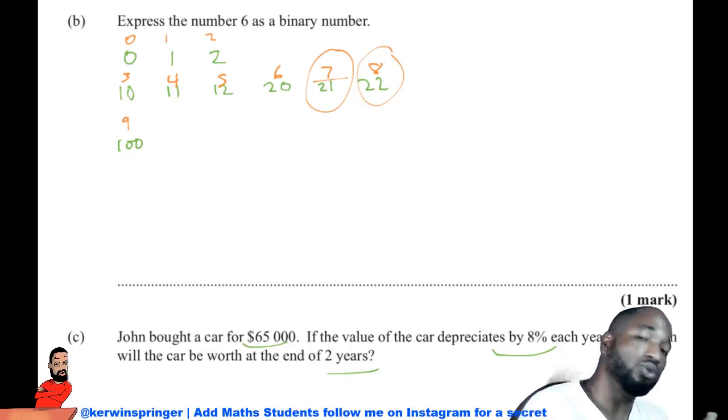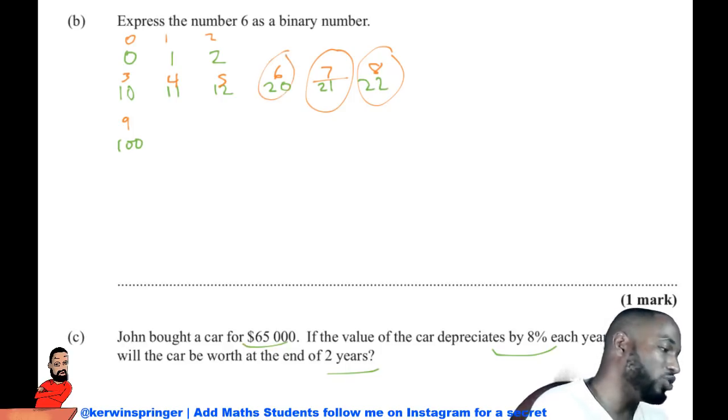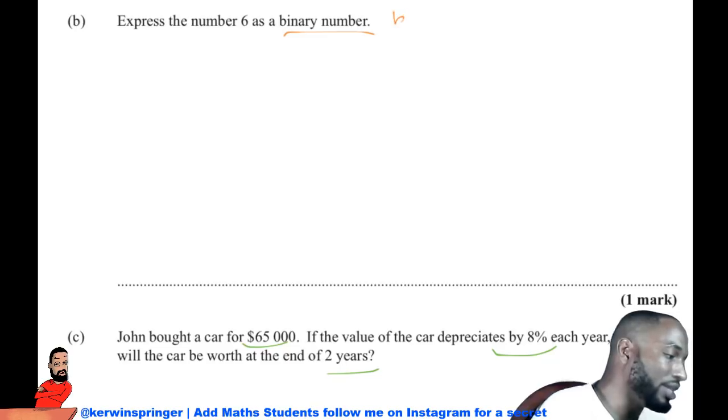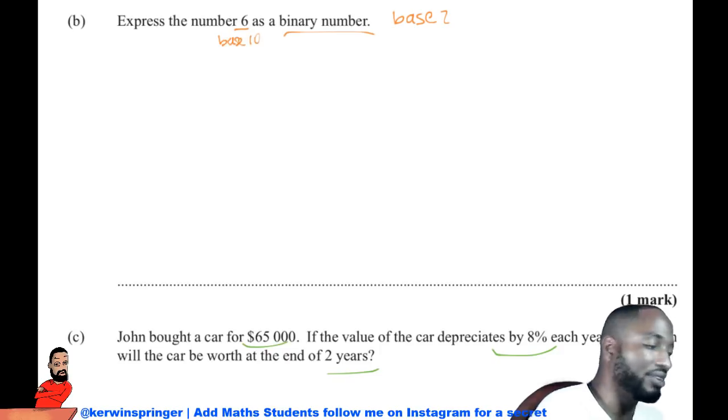8 in base 3 will be 2, 2. 6 in base 3 will be 2, 0. And let's go back and see the base 2 counting, or binary. As a binary number, this means base 2. And 6 here is in base 10, the normal way we know how to count.